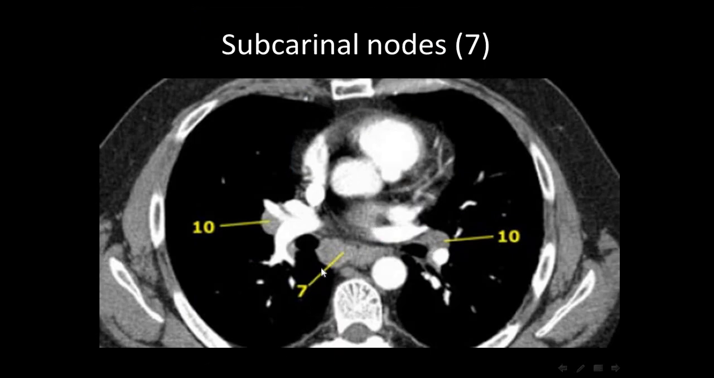Let's have this image. Here we have the right main bronchus, right? And this is the left main bronchus, which means that we are below the carina and above the lower lobes and bronchus intermedius bronchus, right? So these are the subcarinal.